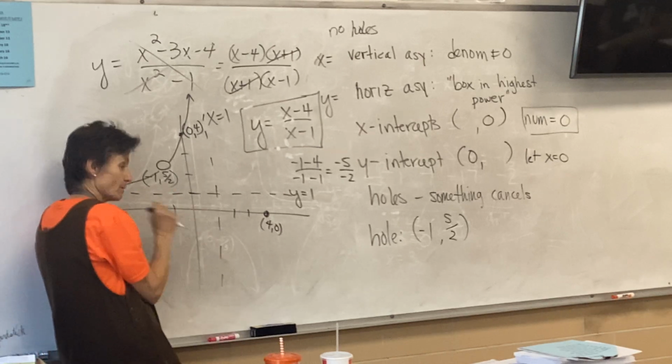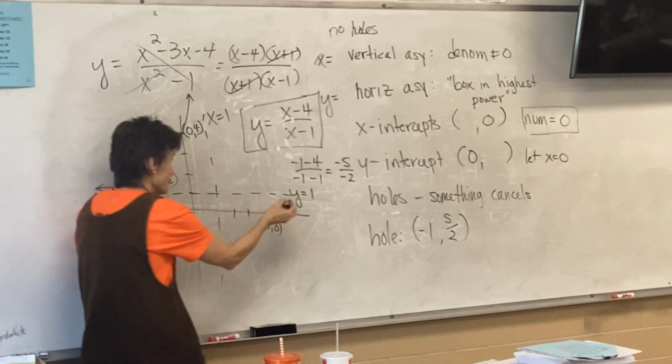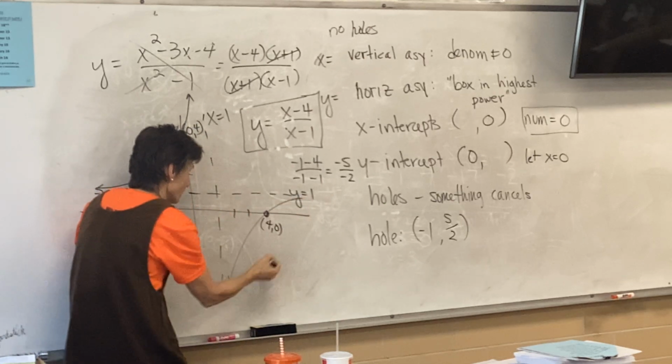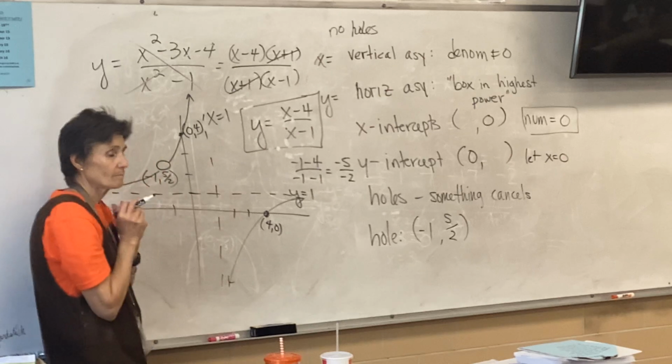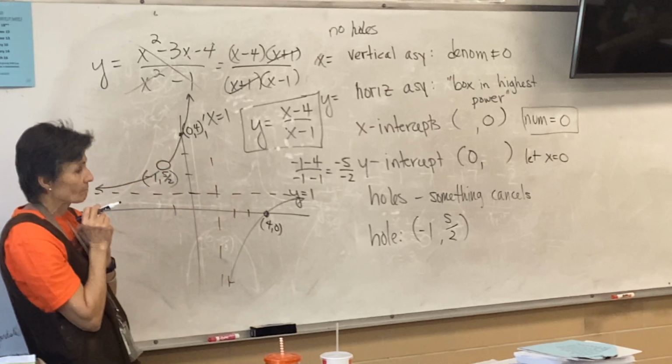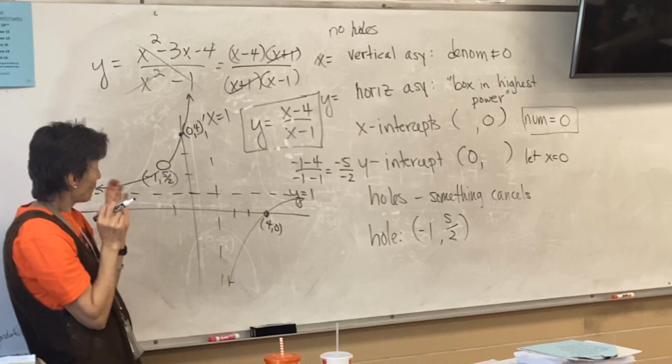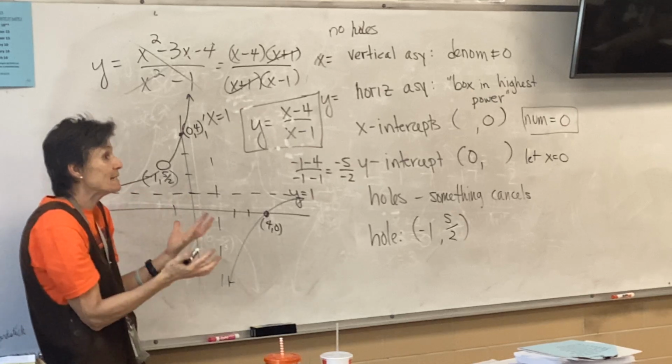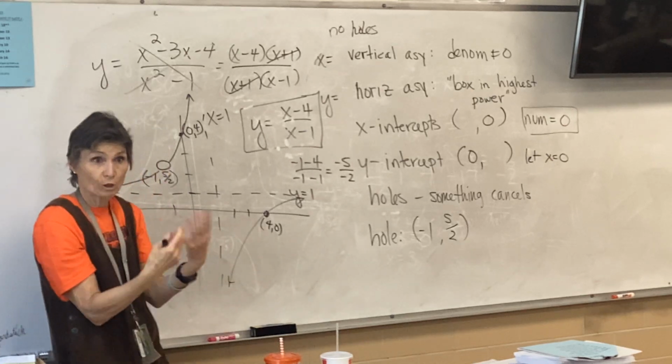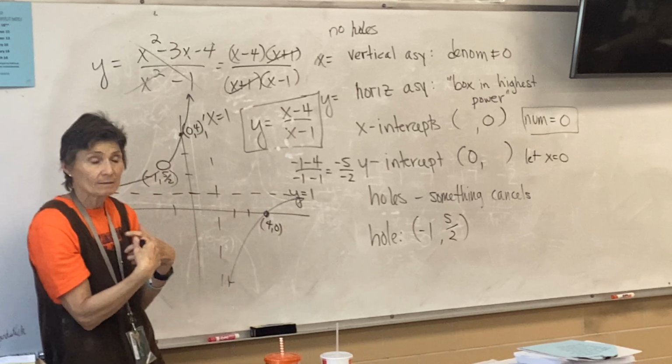And what about over here? You got a point right there. Isn't the same thing happening over here? So that had a hole in it, but the hole actually made it easier, because the hole took out an asymptote, basically.